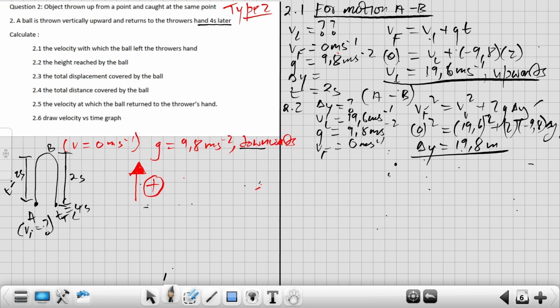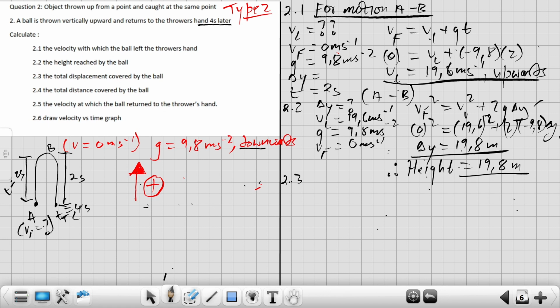And then they did not ask us to calculate the displacement but the height. Then we need to conclude that the height now is equal to 19.8 meters. So this is our final answer. Then 2.3, the total displacement covered by the ball.